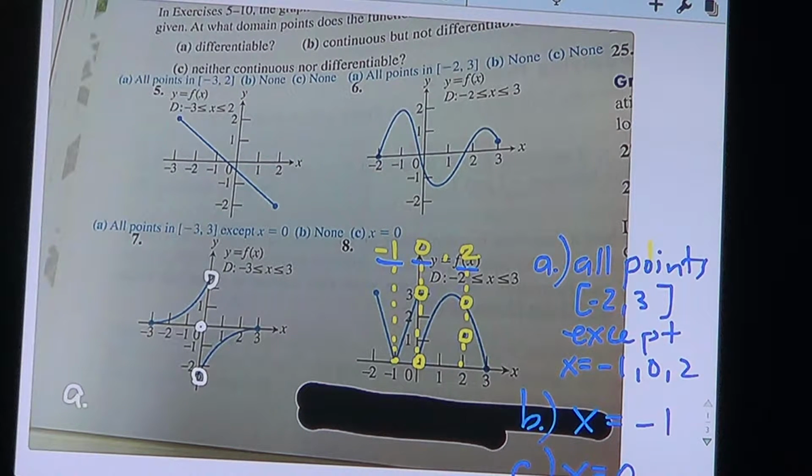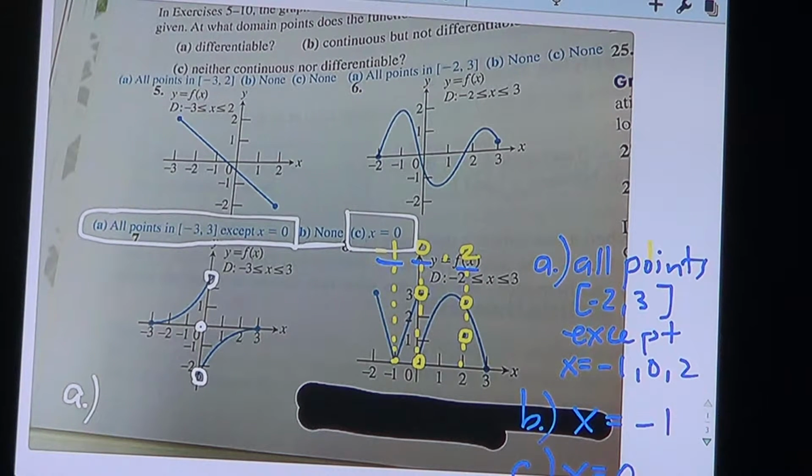So for A, the answer is all points in -3, 3 except where x equals 0. I don't know if you can read that. And then for B, where is it continuous but not differentiable? Well, we only have one point where it's not differentiable, and that's 0, and it's not continuous there, so that's none. And so therefore it's neither continuous nor differentiable at x equals 0.